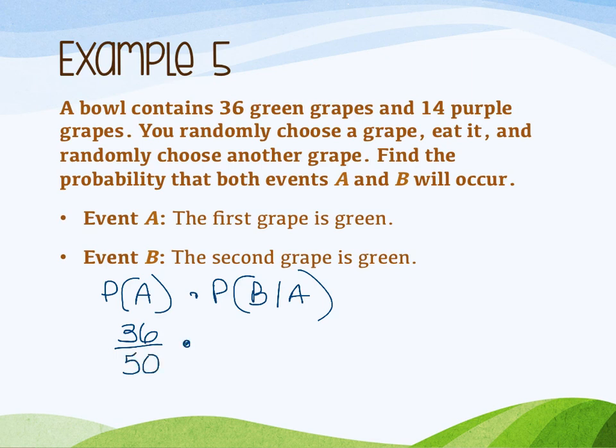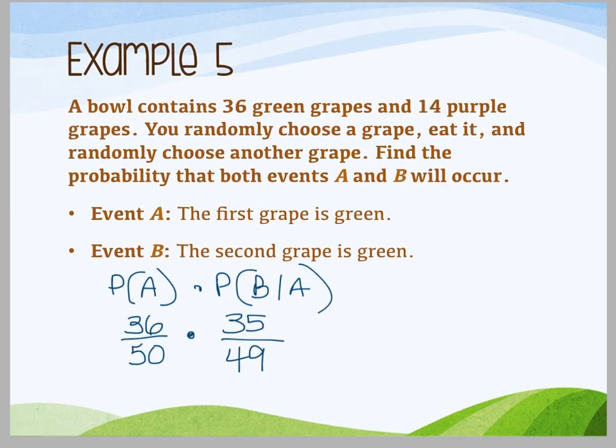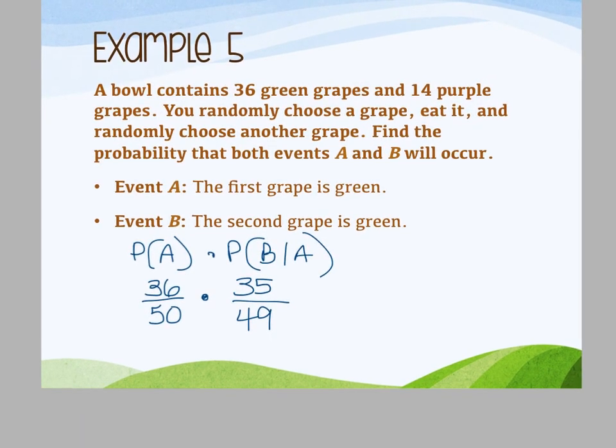So if we assume A has happened, that the person not only pulled a grape, but pulled a green grape, then how many green grapes are left for event B? 35. And how many grapes are left in the bowl? 41. There you go. Does that make sense? So when you do this, you would see your numerator decrease and your denominator decrease.